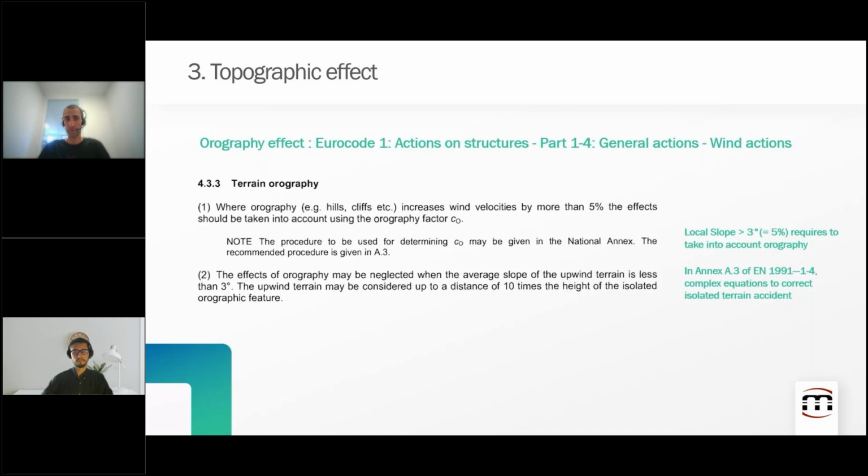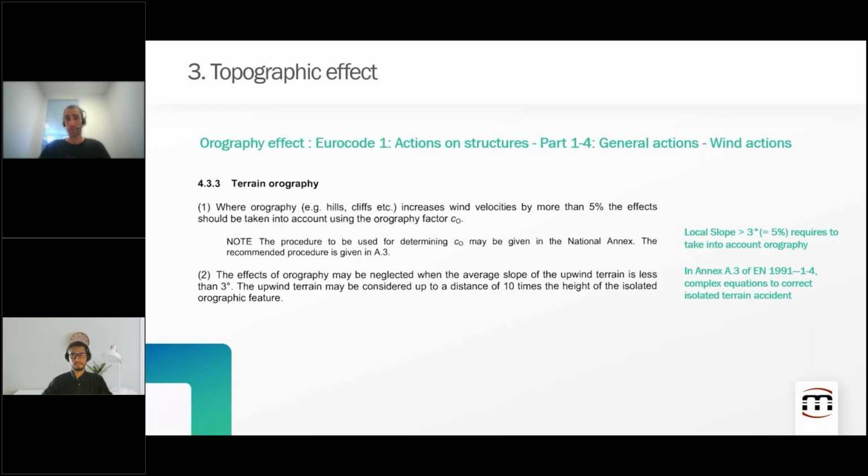So there are two rules. The first rule is whenever your local orography will increase your local wind speed by more than 5%, that's when you need to take orography into consideration. And the opposite way, when you have an orography which is more than 3 degrees, 3 degrees is roughly a 5% slope, you need to take it into account in your computation because it will affect your wind speed.